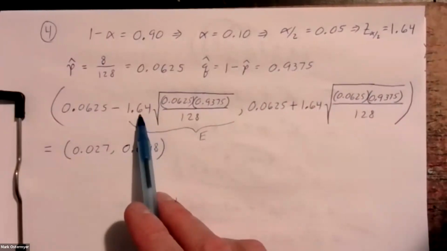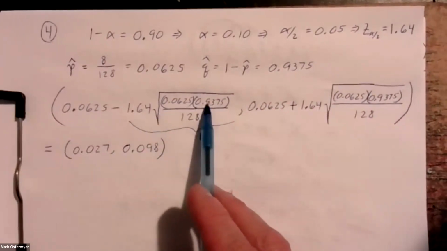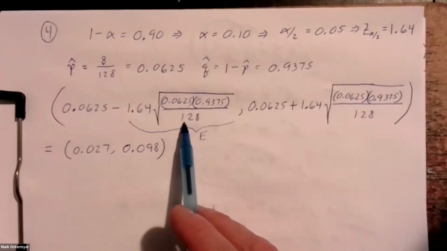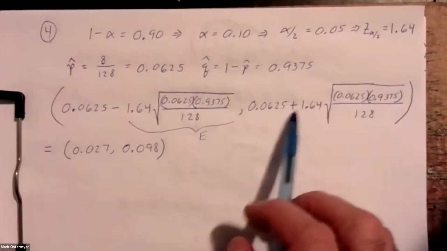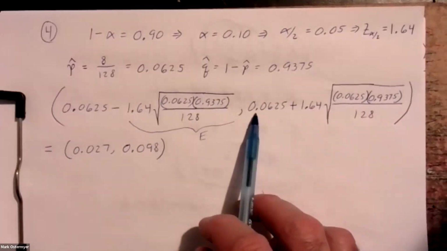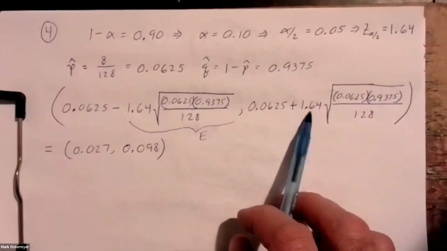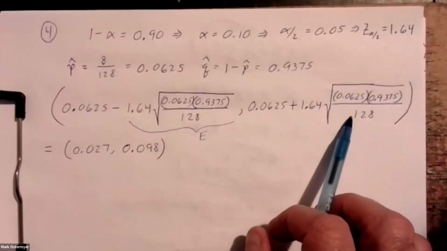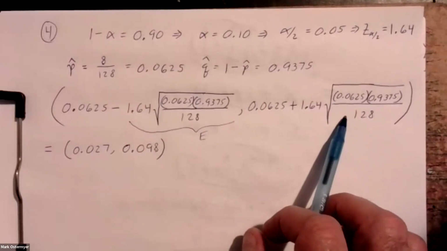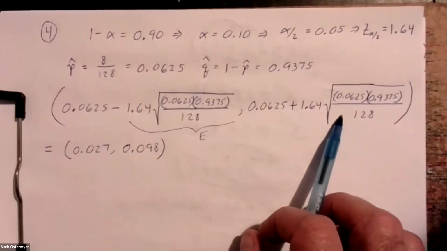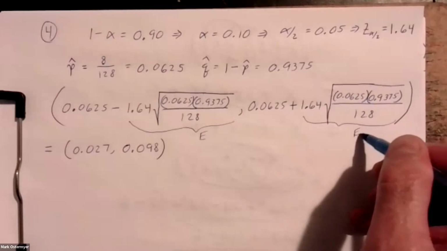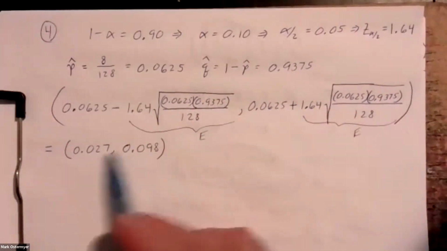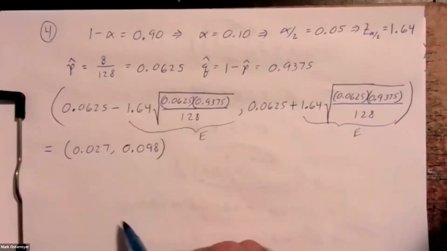It's your critical Z value times the square root of P hat times Q hat divided by the sample size of 128. This is going to be your upper endpoint of your 90% confidence interval, which is a sample proportion plus 1.64 times the square root quantity here. When you get done dialing that up, after subtracting and adding your margin of error from the sample proportion, you get this for your 90% confidence interval.